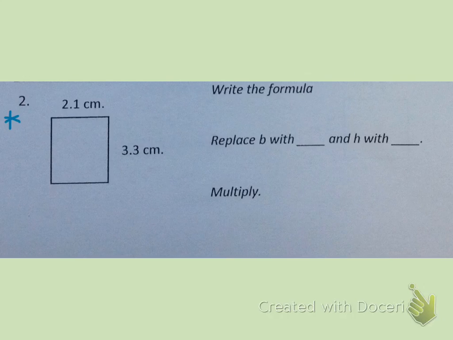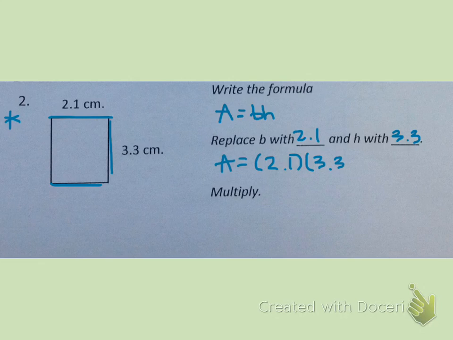This one I'm going to help get you started, but you're going to finish on your own. Again, we're trying to find the area of a rectangle, and so we will write our formula A equals BH, area equals base times height. And for this specific rectangle, we can replace the B, this is the base, with 2.1, and H, the height, with 3.3. So when we write our equation, we have A equals 2.1 times 3.3.